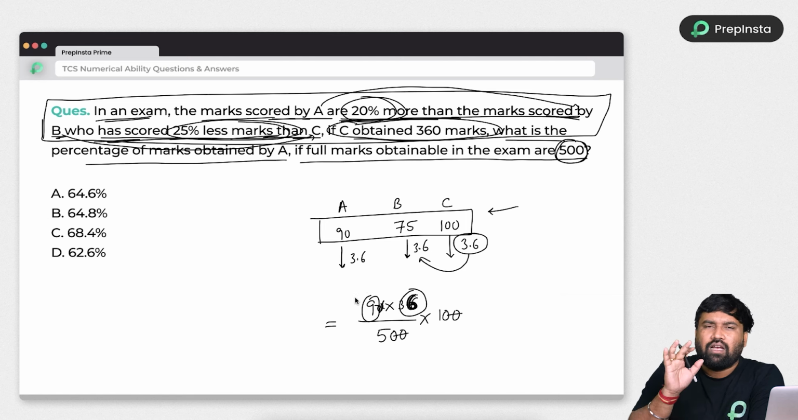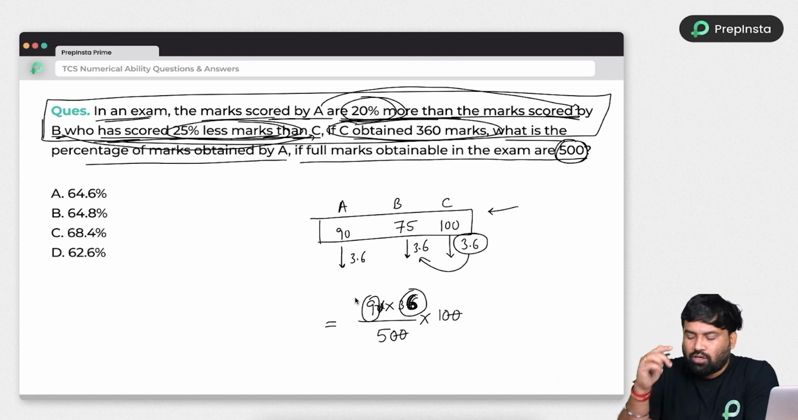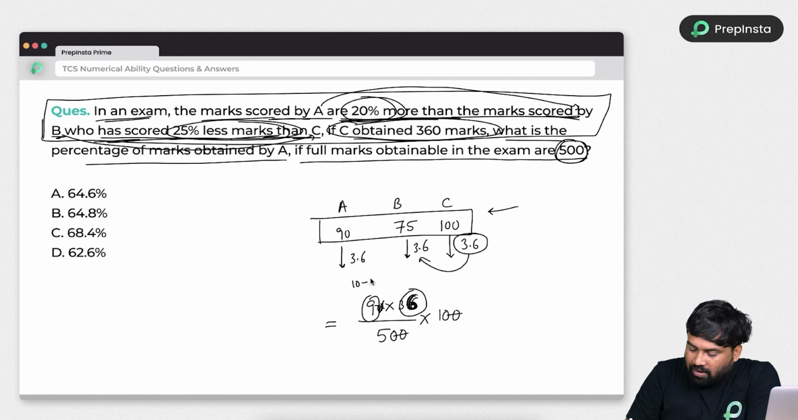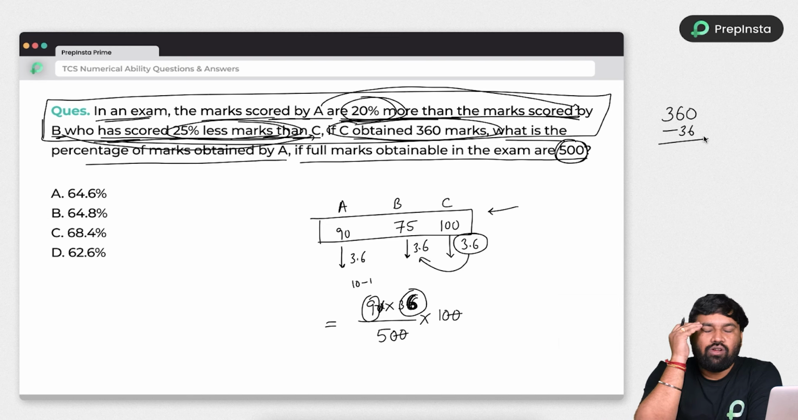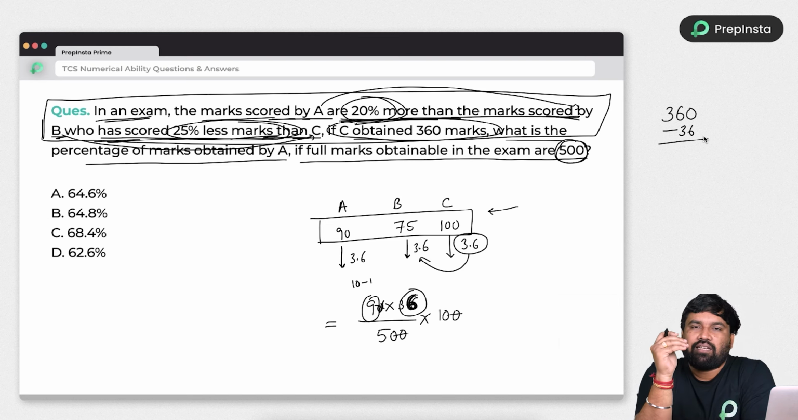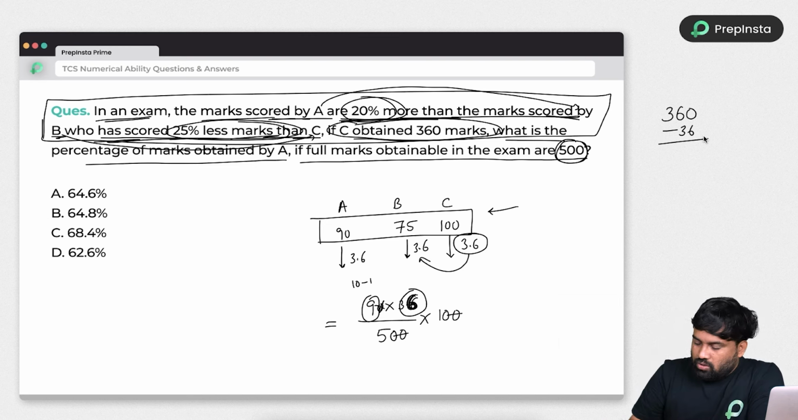It's very easy. Whenever you see 9 times, you have to immediately remember 10 minus 1 times. 10 times is 360. I have written here. And minus 1 time. So immediately you have to think 60 minus 36, 24. So the answer is 324.